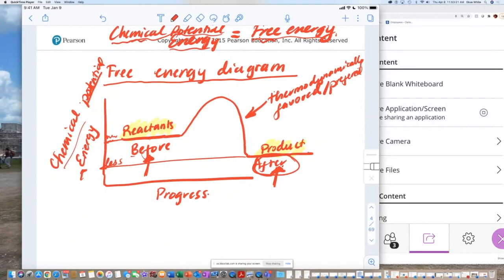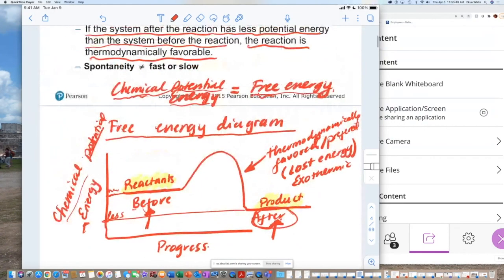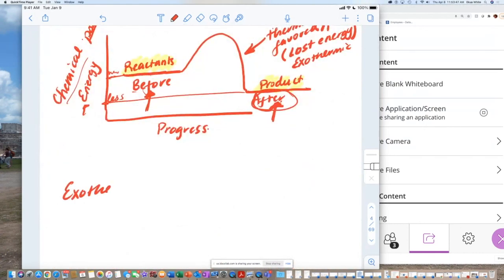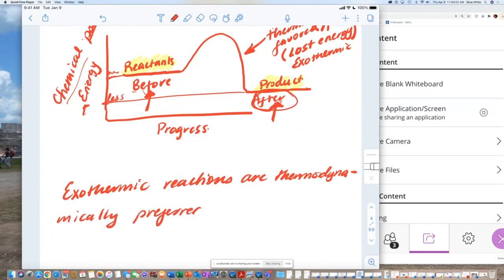A reaction in which the products end up with less energy than the reactants, that means they lost energy, right? So we can see here, judgment, lost energy, because when they started off is higher than when they ended. What do we call that? Exothermic. So, bottom line, in so many words, this whole paragraph is telling us here that exothermic reactions are thermodynamically preferred. You see how you can kind of say what you want to say in fewer words?